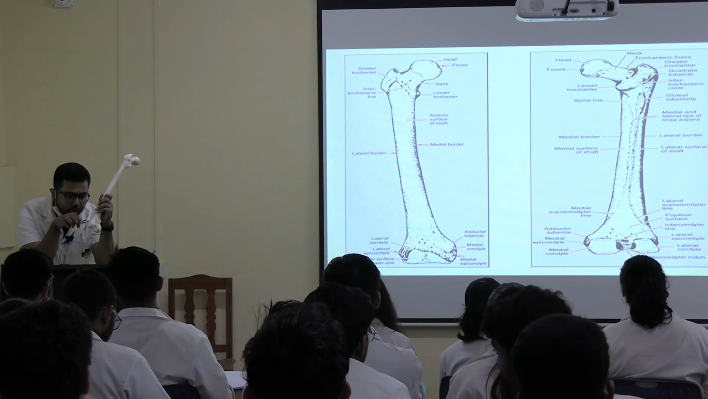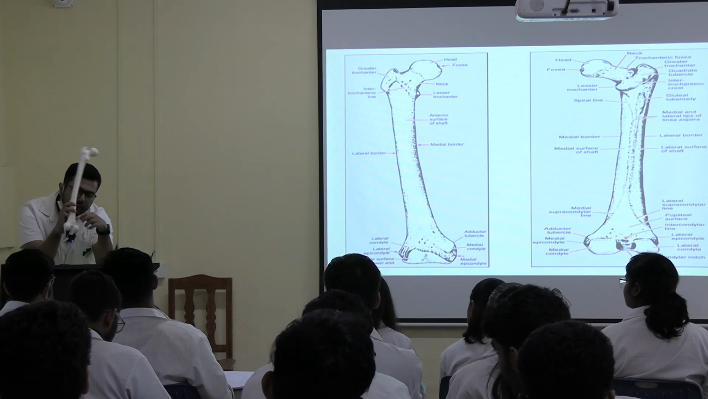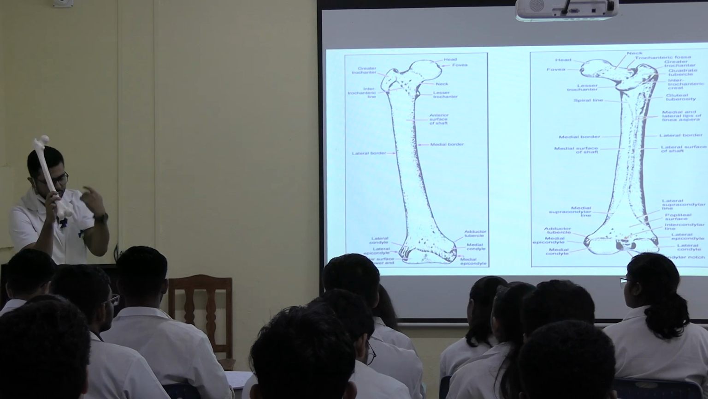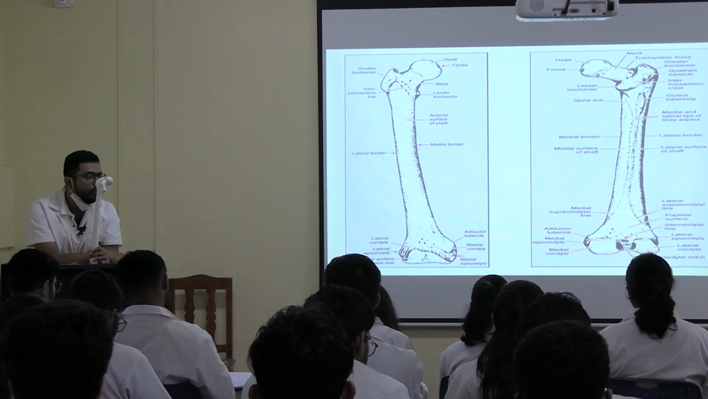This is the lateral epicondyle. These are the condyles. This is the lateral epicondyle. This is the medial condyle. This is the medial epicondyle. Epi means up, above. There is medial epicondyle and lateral epicondyle.